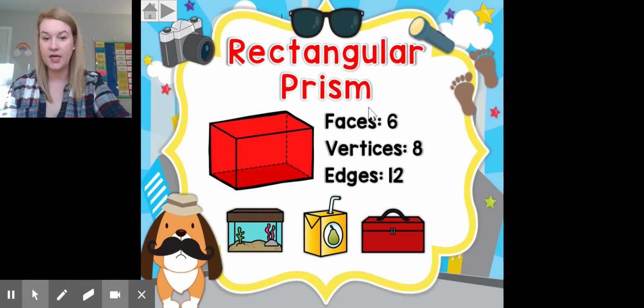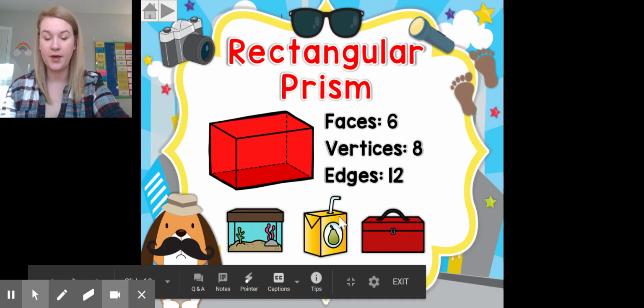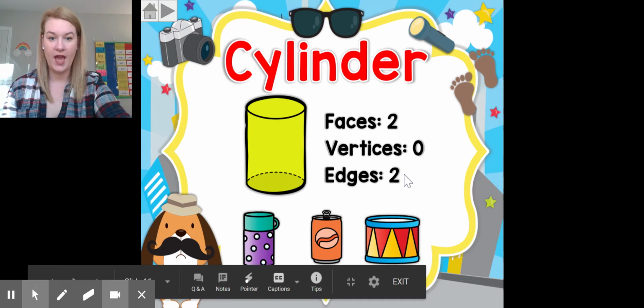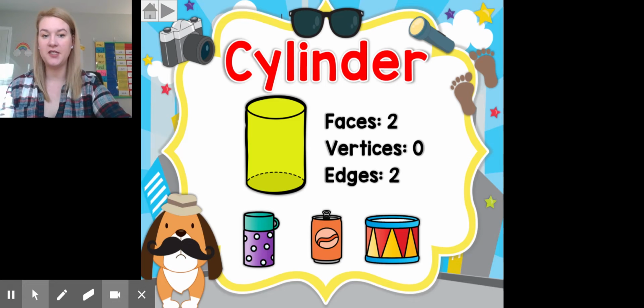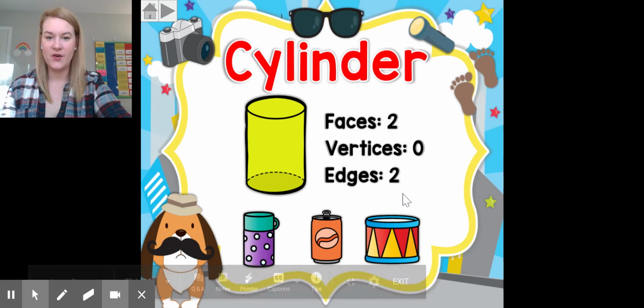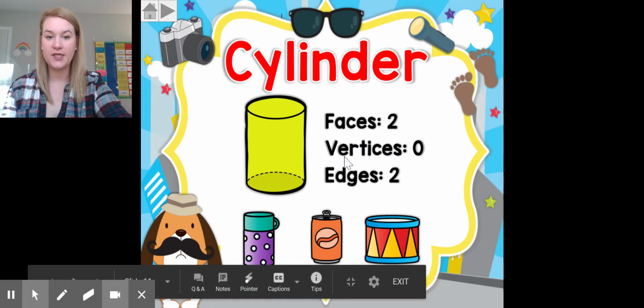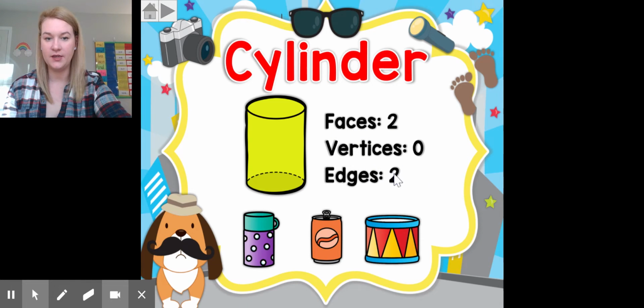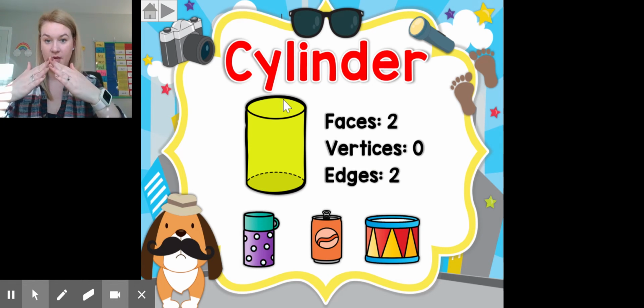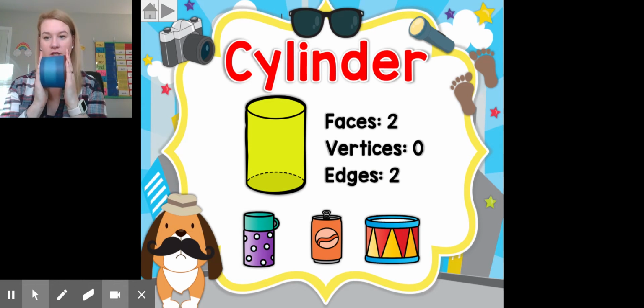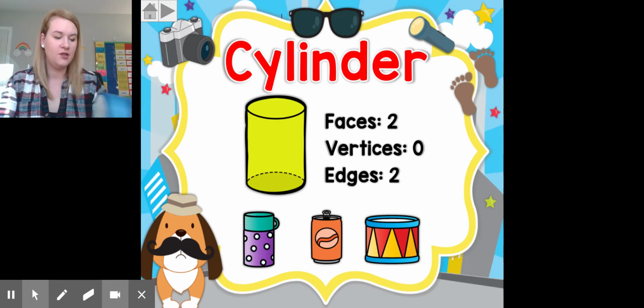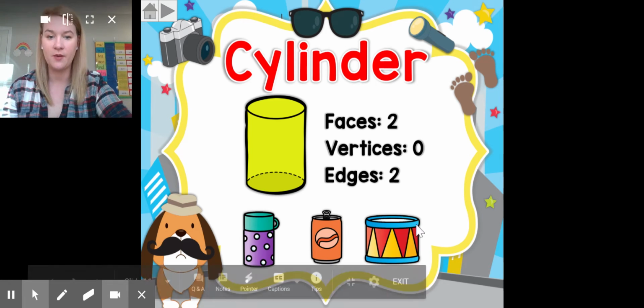Then we have a rectangular prism, which has 6 faces, 8 vertices, and 12 edges. Very similar to a cube, but a rectangular prism is stretched out. It can be like an aquarium, a juice box, or a toolbox. A cylinder, they're also saying has 2 edges. It doesn't though, it has 0. It has 2 faces, 0 vertices, and 0 edges, because the 2 faces have to meet, and these 2 faces don't ever touch each other. They don't meet. So there's 0 edges. That's like a thermos, a can, or a drum.